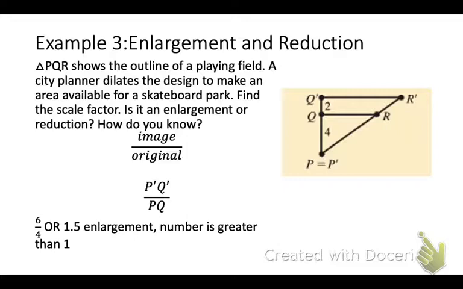How did I get the 6? Q prime is now this entire line. That's how I got 6. Okay, so make sure you understand that. So 6 over 4, or 1.5, enlargement. The number is greater than 1, therefore it's an enlargement. Okay, so these are just looking at their ratios. So copy that down into your notebook. If you need to pause the video, pause the video.